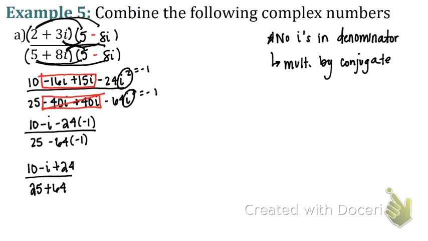Okay, so in the numerator, the only like terms that we have left are 10 and 24, which simplifies to 34, minus i, all over, in the denominator, 25 plus 64 simplifies to 89. So now if we notice in our denominator, we no longer have any imaginary numbers, and that was the goal. So now we have officially divided 2 plus 3i by 5 plus 8i.